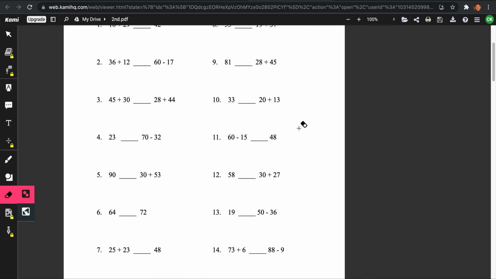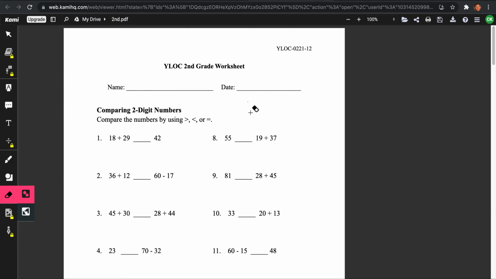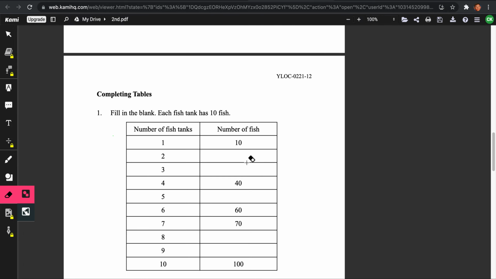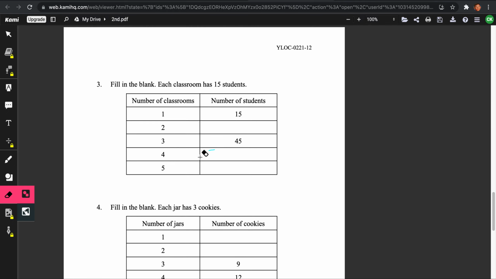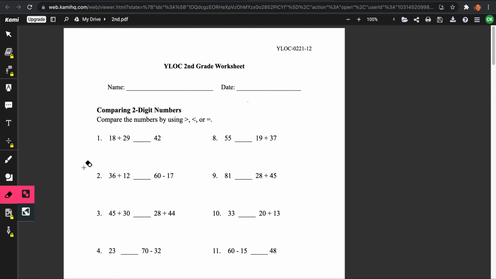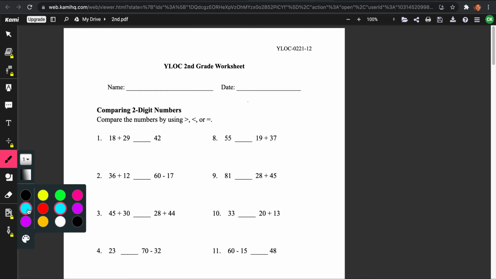Okay. Hello, my name is Christopher, and I'm going to be covering YLOG second grade worksheet lesson 12. Okay, and we'll be doing comparing two-digit numbers and place values, and completing tables and word problems. Okay, so first let's do comparing two-digit numbers.